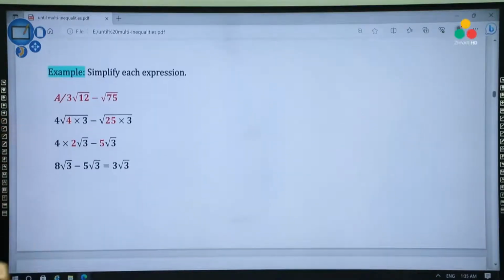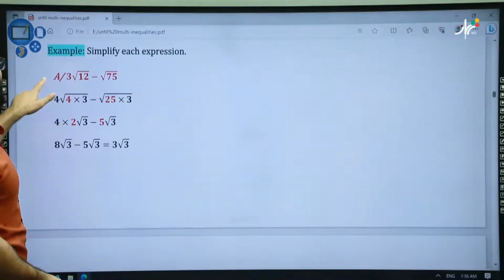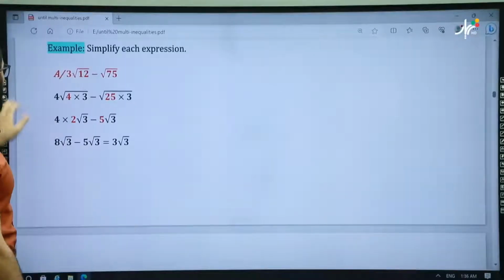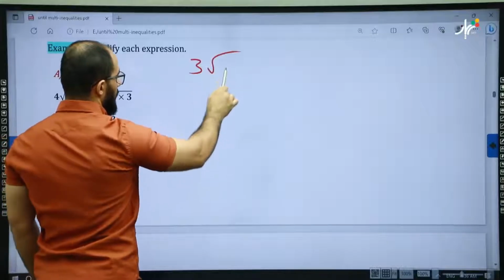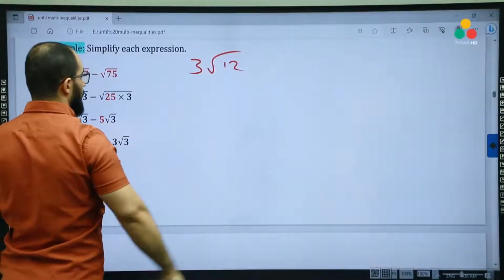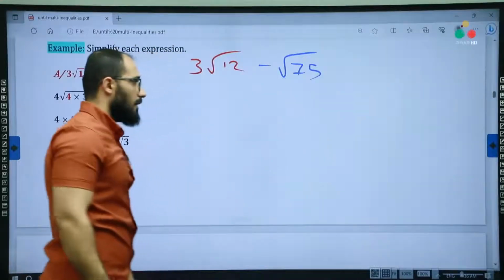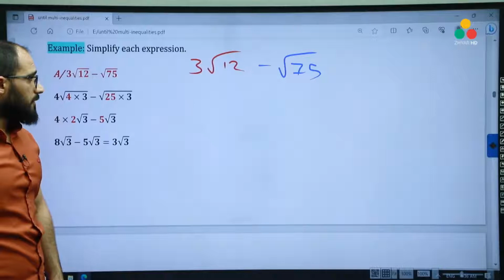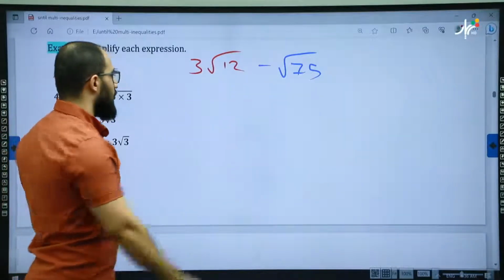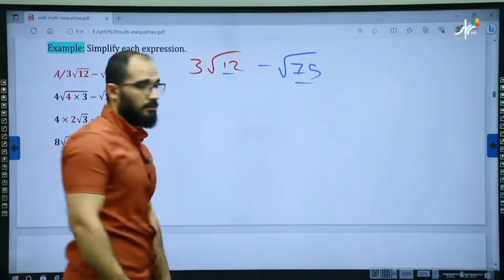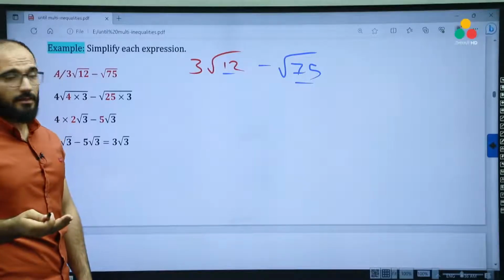But sometimes the square roots, the radicands, are not the same. For example, in this example, 3 times square root of 12 minus square root of 75. You ask that question: mister, in the beginning of the class you said that the radicands must be the same, but right now they are not the same. What shall we do? Then we are going to simplify them.